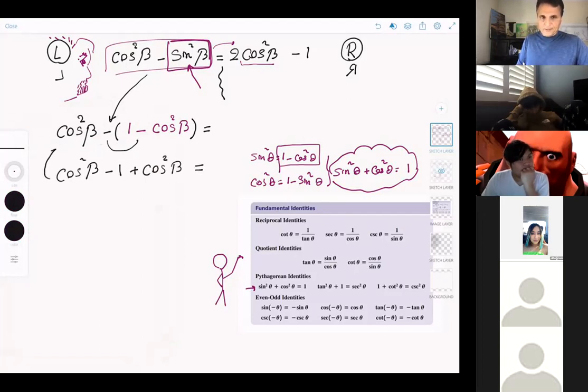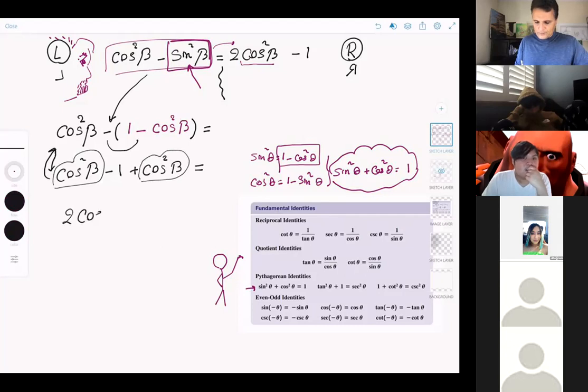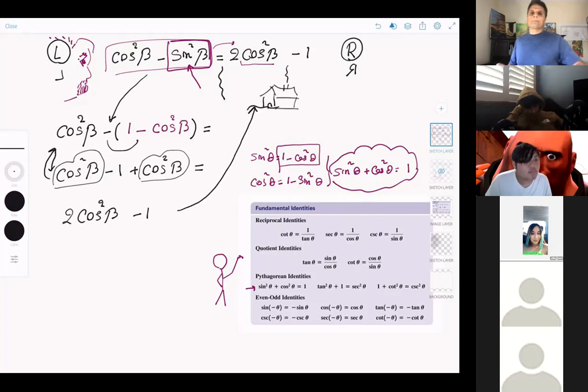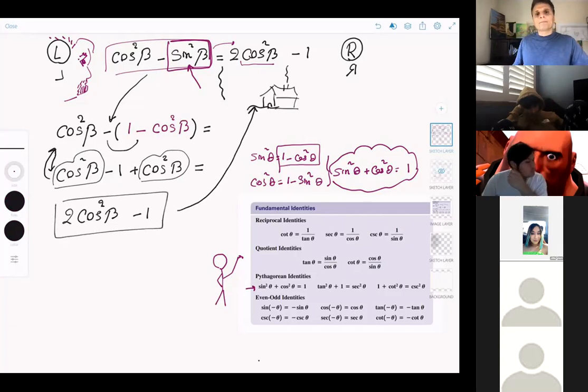I can just review that I didn't do anything wrong. Then I go back. We have cosine squared and cosine squared. This gives me 2 cosine squared beta minus 1. This is exactly the same as what we have at home. So we proved it. Any question?